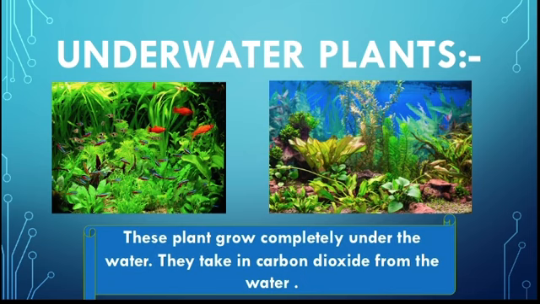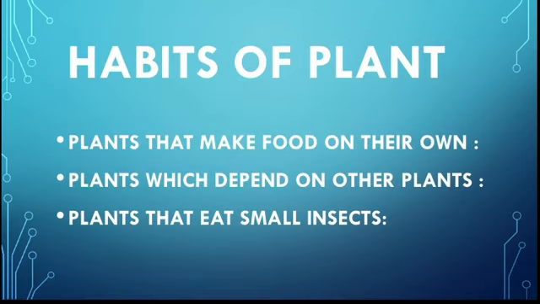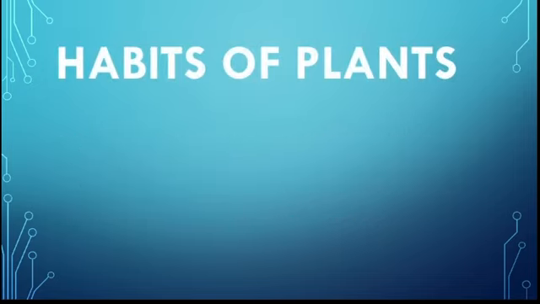So, dear students, now let us learn about some habits of plants. Plants also differ according to their food habits. Plants that make food on their own, plants which depend on other plants, and the last one, plants that eat small insects. Let us learn these in detail. Habits of plants.